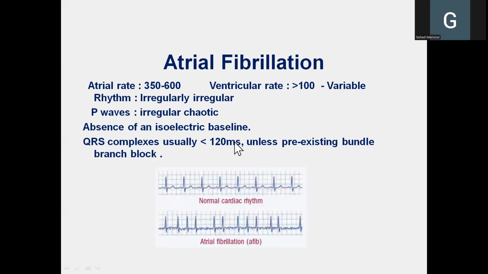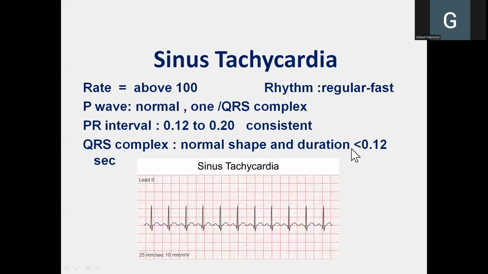So by this, we mean that the QRS complexes are normal in shape, narrow as usual, having a normal amplitude, unless there is a concomitant or a pre-existing bundle branch block. What do we mean by bundle branch block?